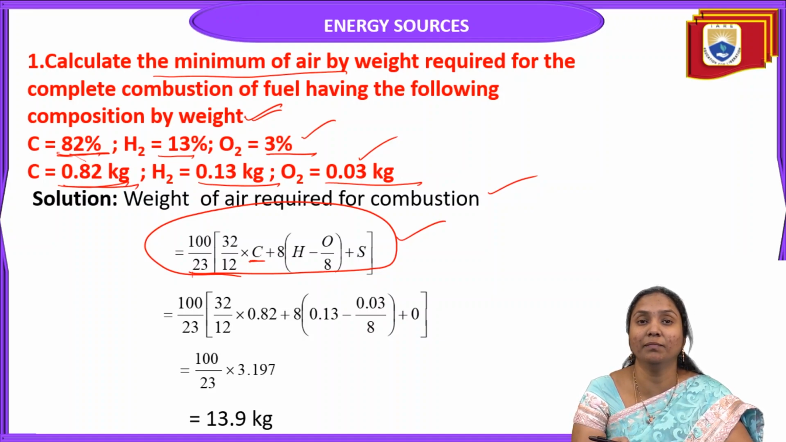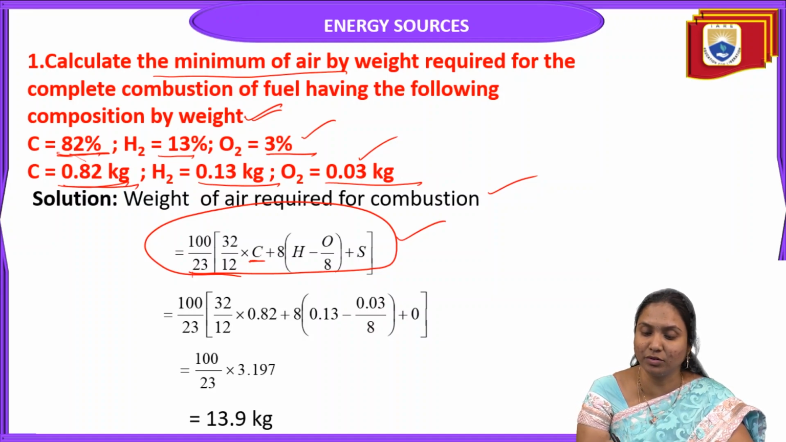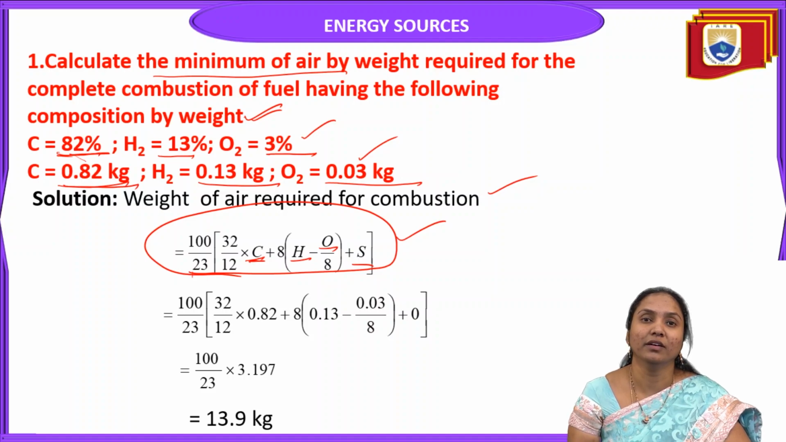So we can write here 100 by 23 into (32 by 12 into C plus H minus O by 8) into 8 plus sulfur. So this is the formula used for weight of air required for complete combustion of fuel. Now in this formula we can substitute the percentage of carbon, hydrogen, oxygen and sulfur.